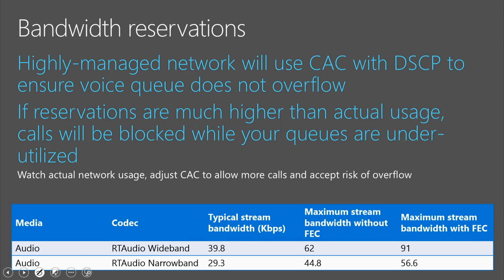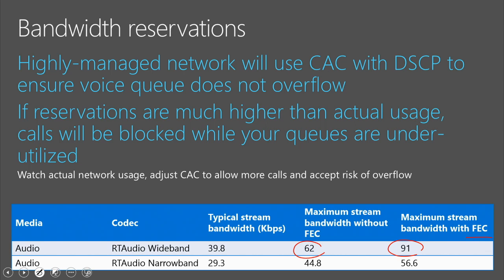So the client will request 91. This is a table from our documentation on bandwidth requirements. The reason the client requests 91 is because if we need to add redundancy to the call, then we could need up to 91. On most of your networks, you won't have enough loss. This is right, assuming the call is within your management, you won't have enough loss to require FEC. So the full stream would only be 62. So if I reserve 91, I'm only using 62.